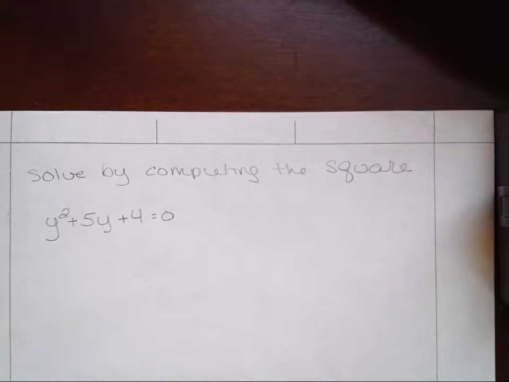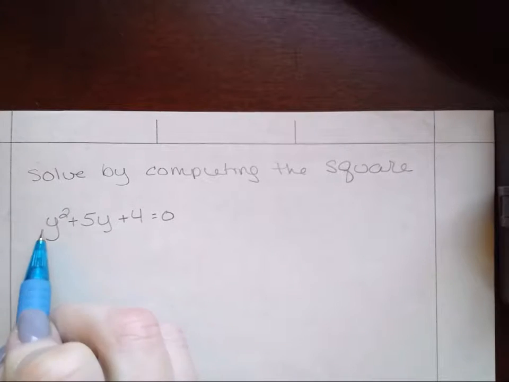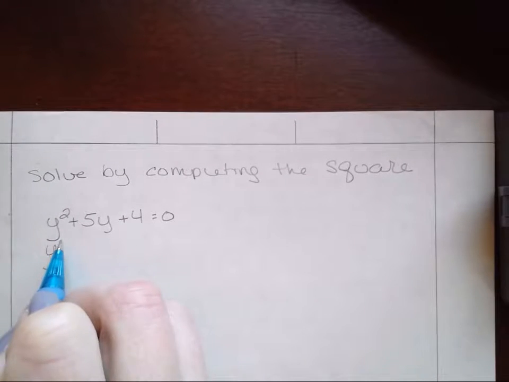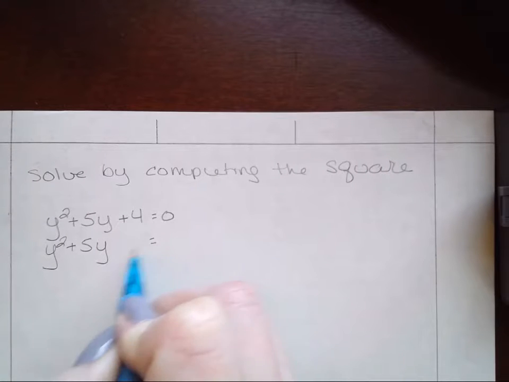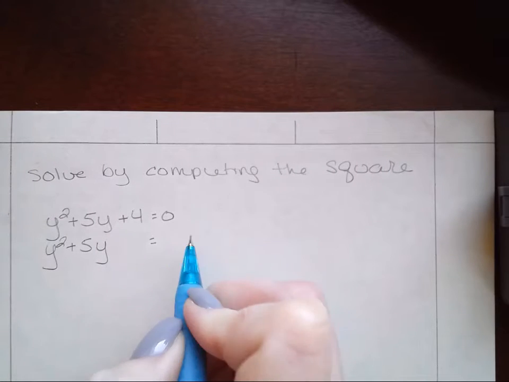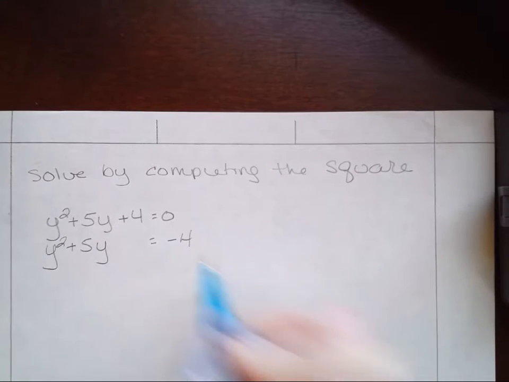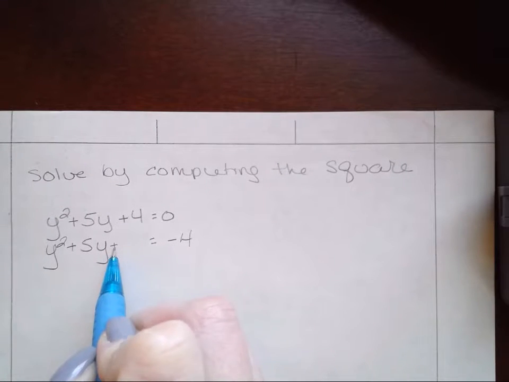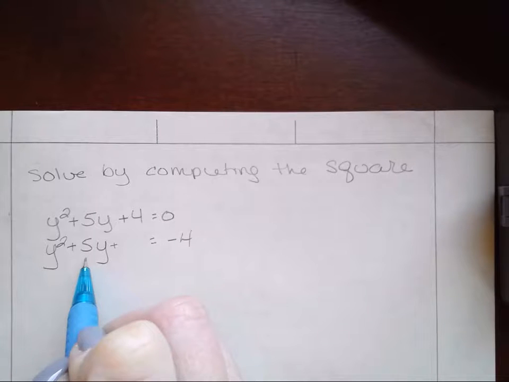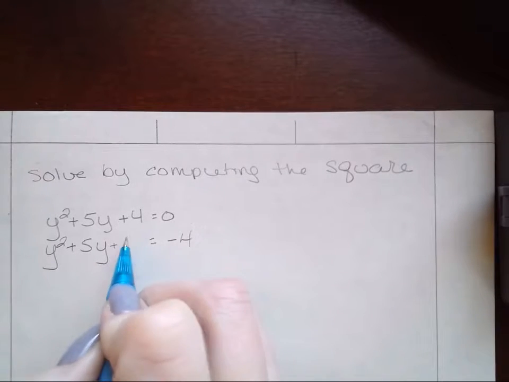We're going to solve this equation y squared plus 5y plus 4 equals 0 by completing the square. So the first thing we notice is the a term is 1. Because the a term is 1, we can set this up, leaving us our space to complete the square and bringing the 4 over to the other side. In order to complete the square, we're going to add half of the b term squared.